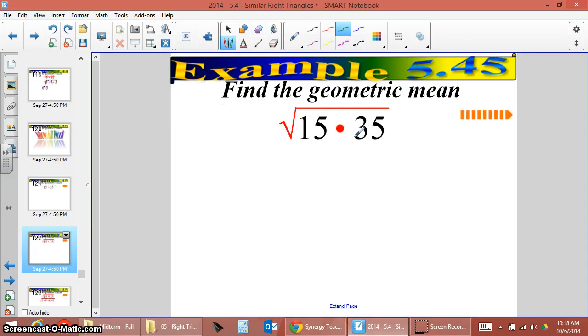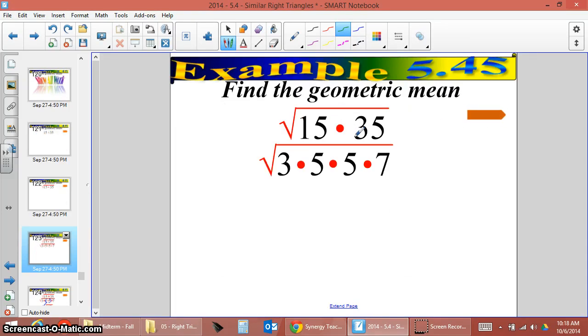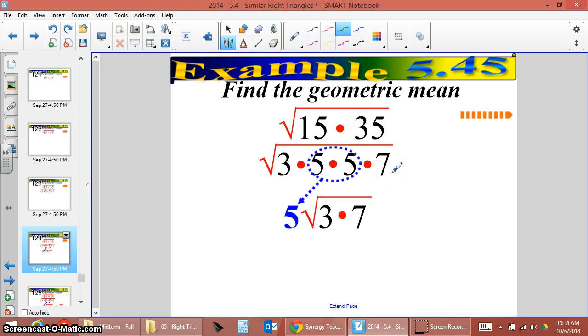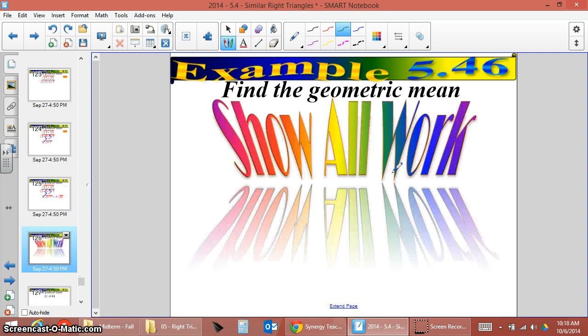We multiply them together. We factor each one apart: 3 and 5 and 5 and 7. I got a pair of 5's, I pull it out, and I'm left with 5 root 3 times 7, which gives me 5 root 21. There's my answer. So geometric mean right here.